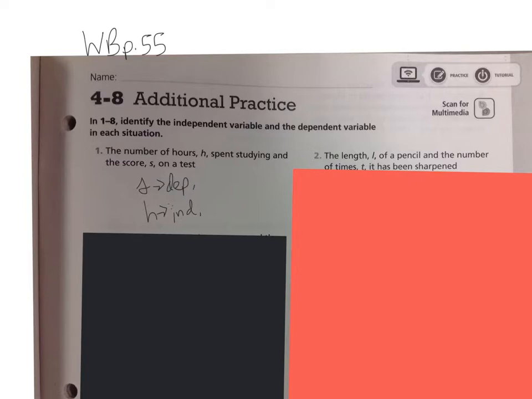Number 2, the length L of a pencil and the number of times T it has been sharpened. So can we say the length of the pencil depends on how many times it has been sharpened, or how many times it has been sharpened depends on the length of the pencil? So for this one, the length of the pencil is dependent on how many times we've sharpened it. How long the pencil is depends how many times we've sharpened it.